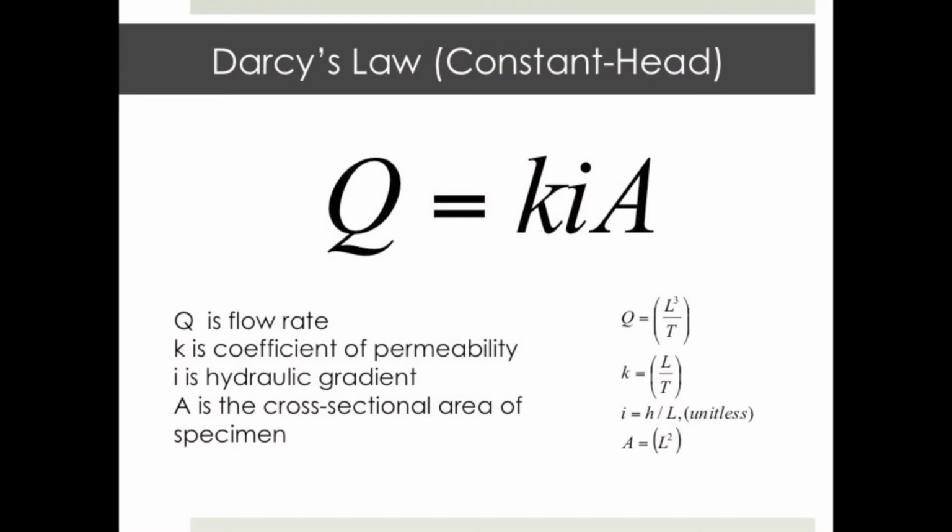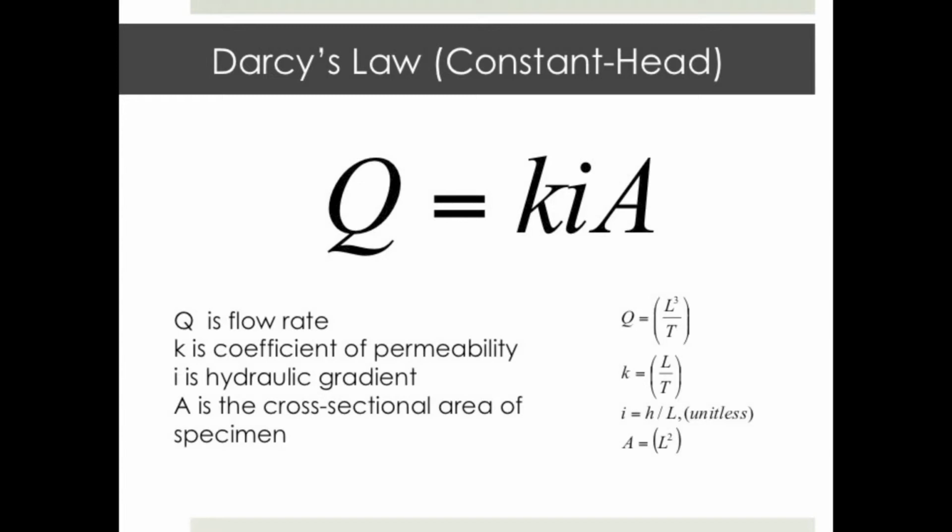For the constant head test, Darcy's Law is the basis of theory behind calculating the coefficient of permeability, K. Darcy's Law is expressed in units of flow rate, length cubed per time. Q is equal to KIA, where Q is the flow rate, I is the hydraulic gradient, which is the hydraulic head divided by the sample length, L. This makes this expression unitless.